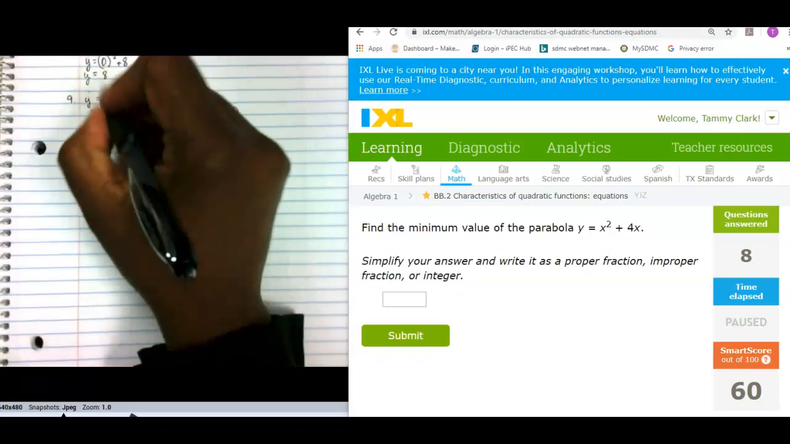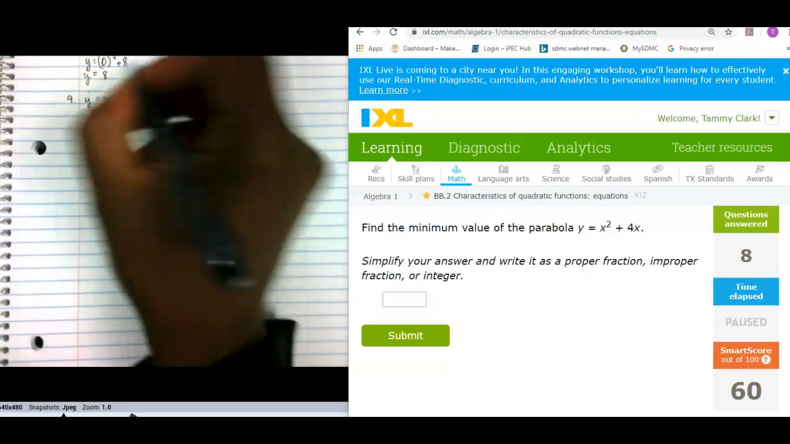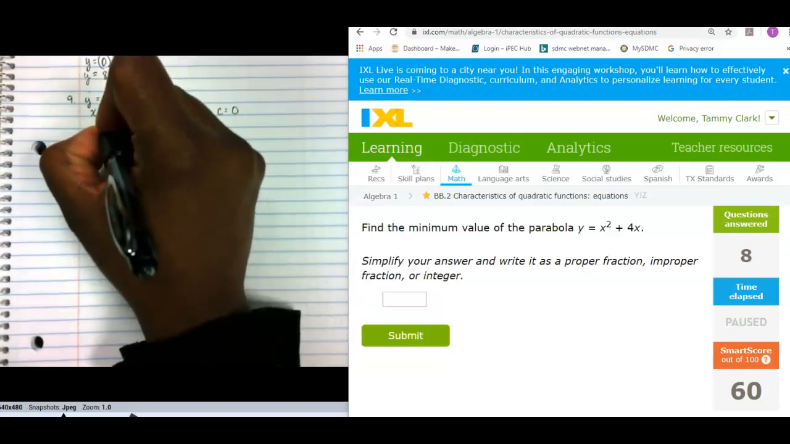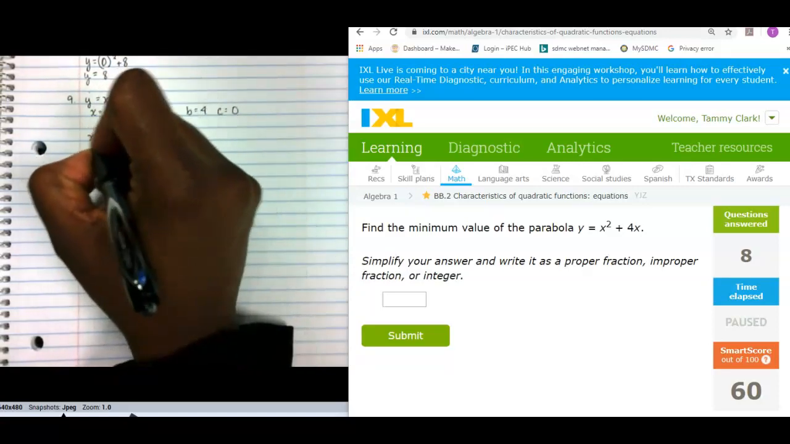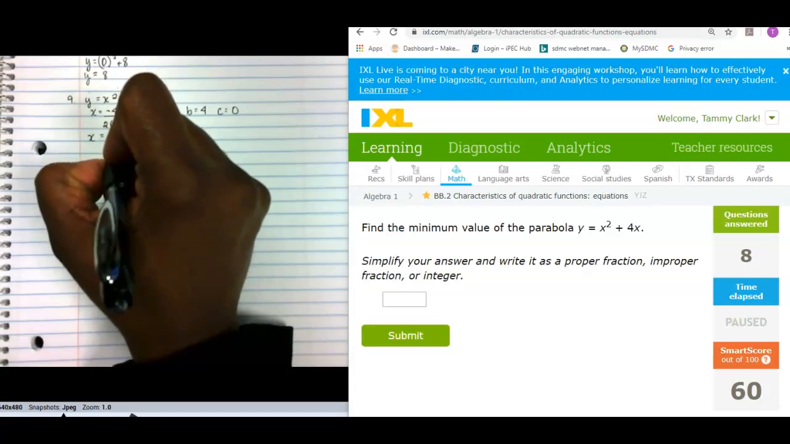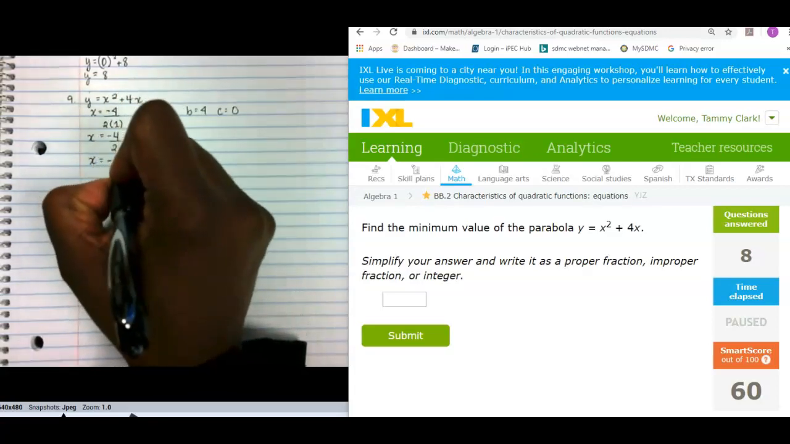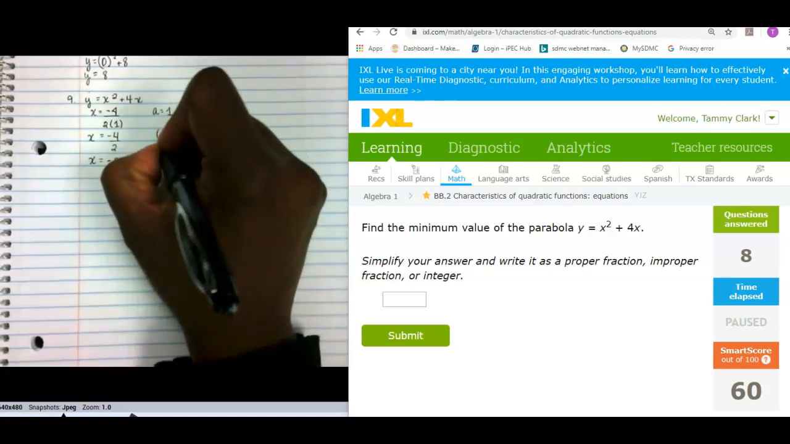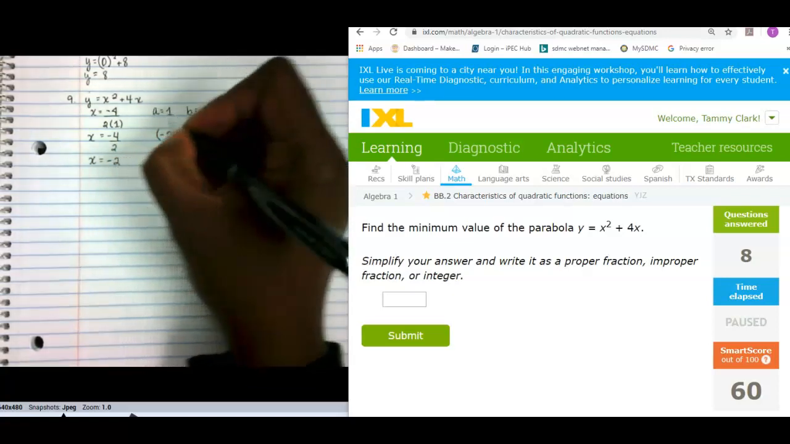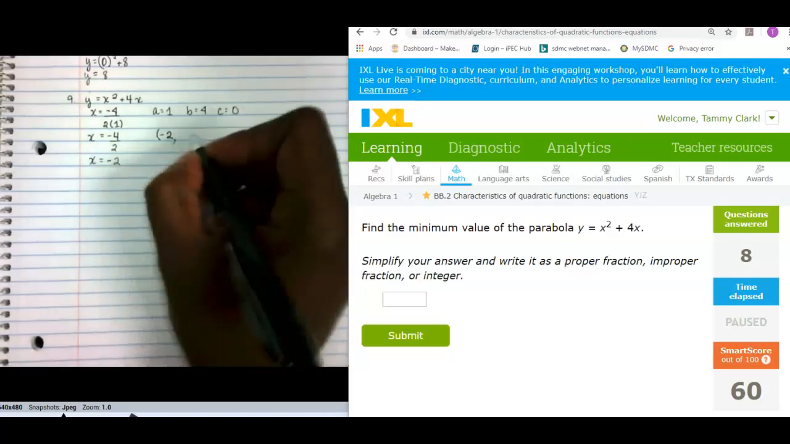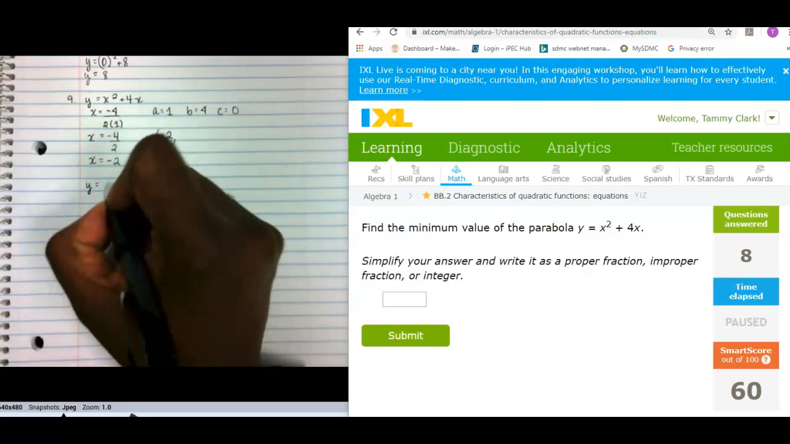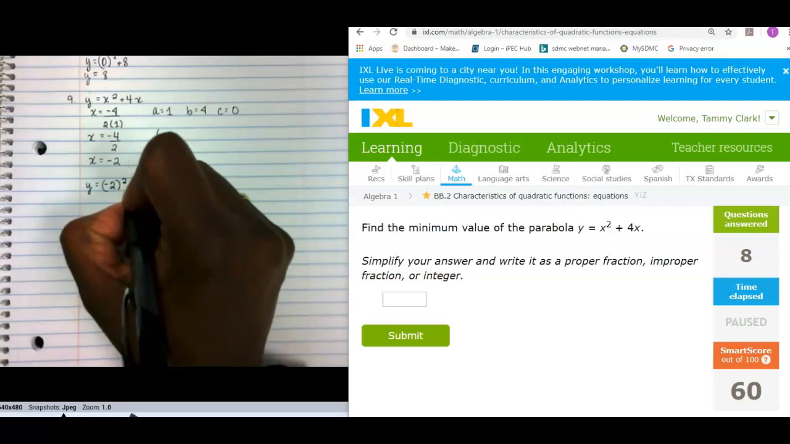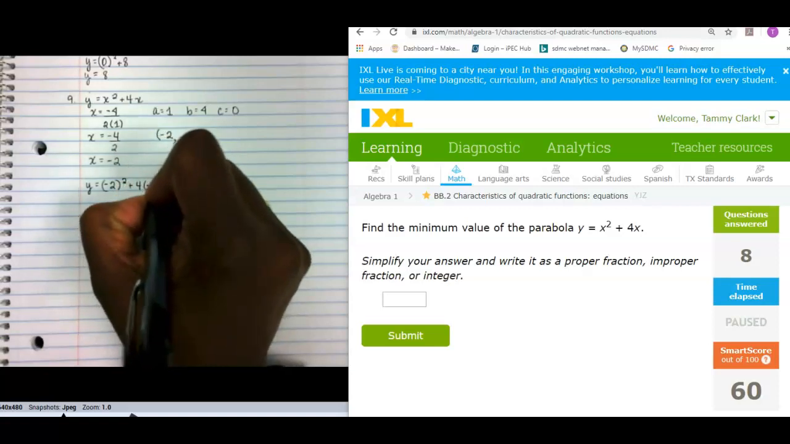So we've got x is equal to the opposite of the b term, which is 4. So we're going to put -4 divided by 2 times 1. So x is equal to -4 divided by 2. Therefore, x is equal to -2. That is the axis of symmetry, or the equation of alignment with the x-axis. Now we're going to substitute -2 inside of the original equation to find out what our y value is. So x is -2, and we're going to square that, plus 4 times -2.